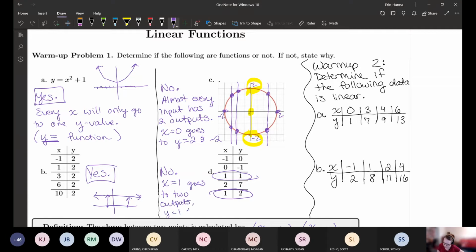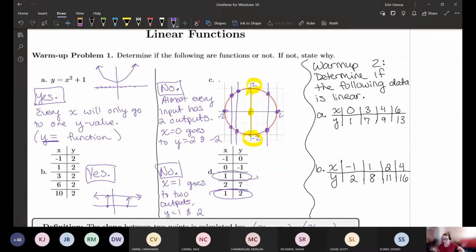Y equals 1 and 2. And you just need one situation where it happens for it to not be a function. So even though that's just one input that was bad, essentially, that makes it not a function. So the first 2 were yes, second 2 were no. Questions, concerns on the function question before I move over to the linear one?